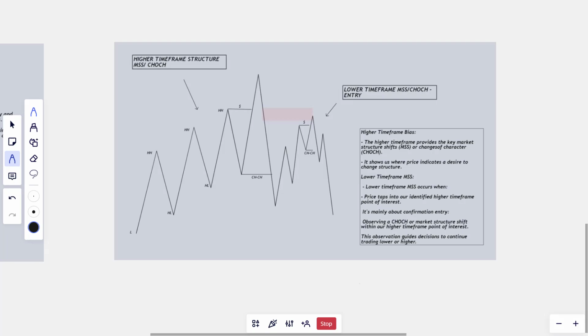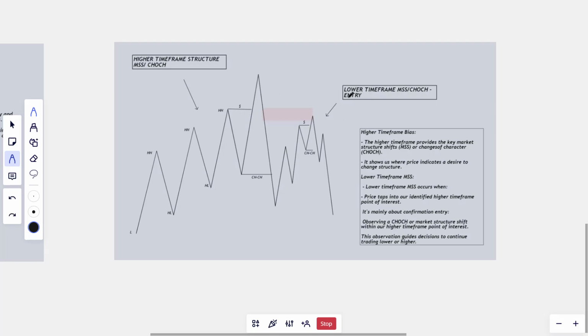First, we have to understand our higher time frame bias. The higher time frame provides the key to market structure shifts or change of character. In the lower time frames, it is better when we are trying to enter, right? Trying to get our confirmation entry. So as we can see here, we are in a bullish market structure, right? Boom. And then price comes and gives us a liquidity sweep to then give us a change of character. So price was once going bullish, boom, to now wanting to go bearish.